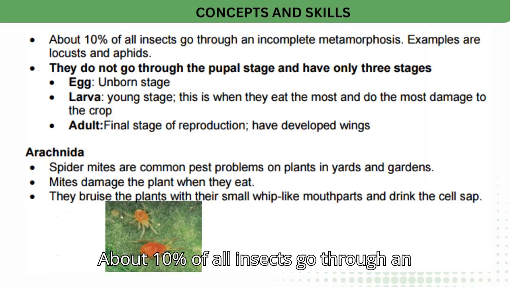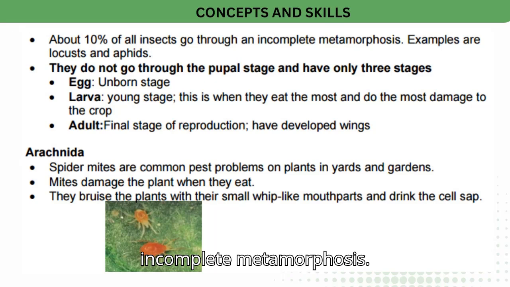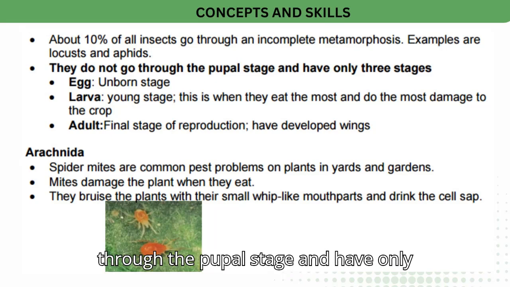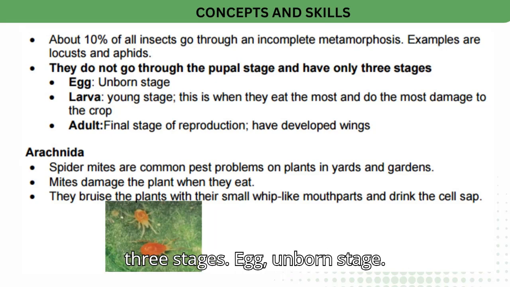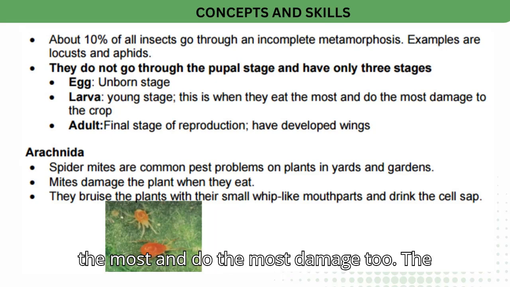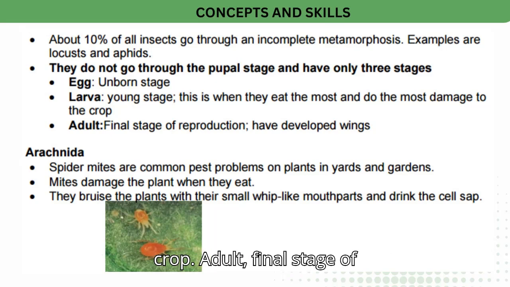About 10% of all insects go through an incomplete metamorphosis. Examples are locusts and aphids. They do not go through the pupal stage and have only 3 stages. Egg, unborn stage. Larva, young stage, this is when they eat the most and do the most damage to the crop. Adult, final stage of reproduction, have developed wings.